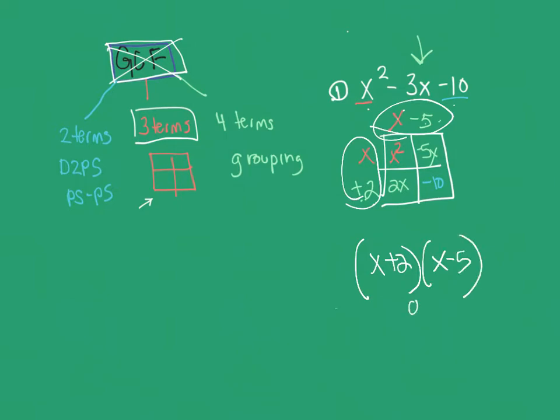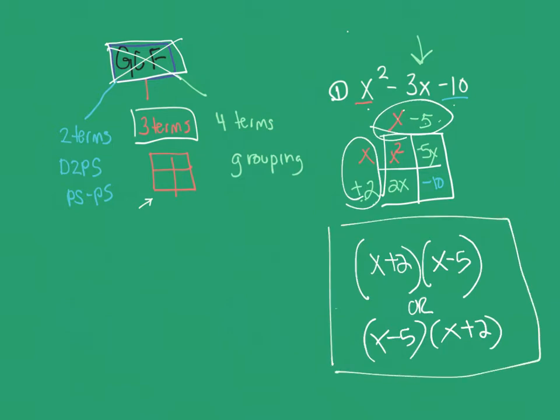And keep in mind that you could have written this as x minus 5 and x plus 2. Okay, those are our valid answers. Remember that one thing that we cannot do is write this as x plus 5 and x minus 2. We can't switch those signs around. That's not the correct answer. Okay, let's look at number 2.